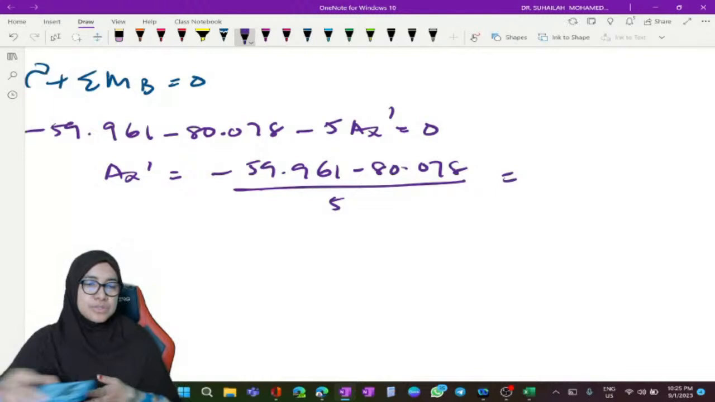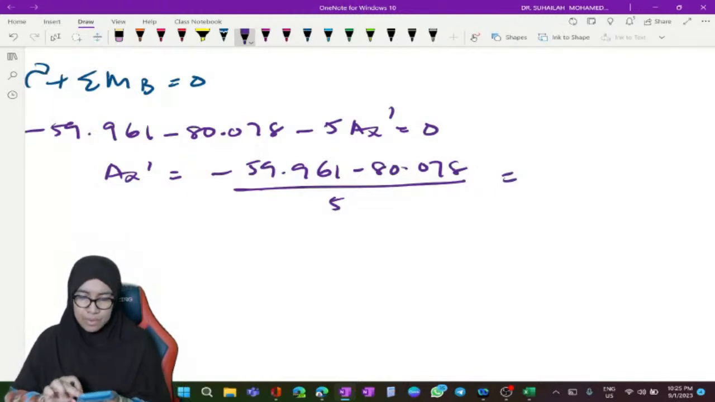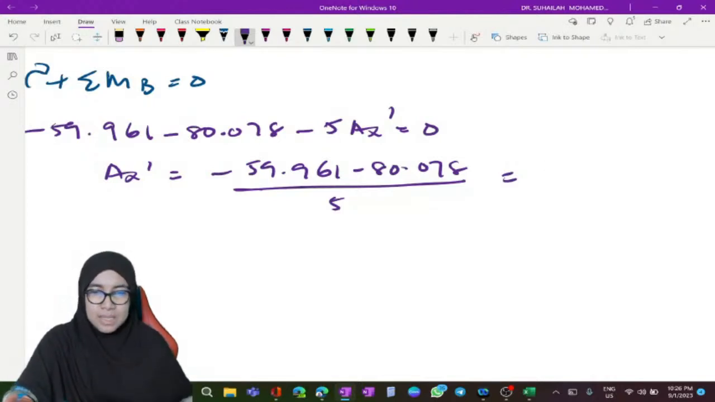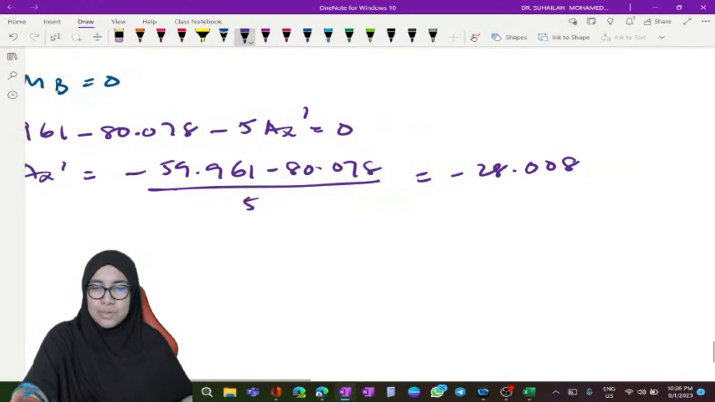Okay, so it is 59.961, 80.078 divided by 5. So it is 28. It is negative 28.008 kilonewton.